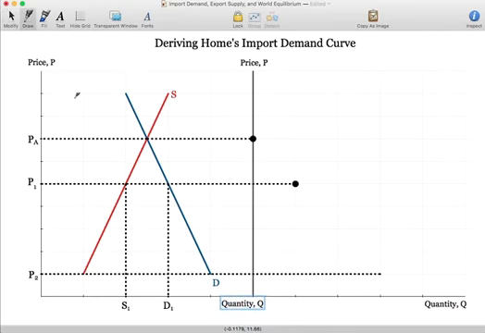So at P2, what do we end up seeing? We see that consumers are demanding this quantity right there. So we can label that D2. And we also have S2.